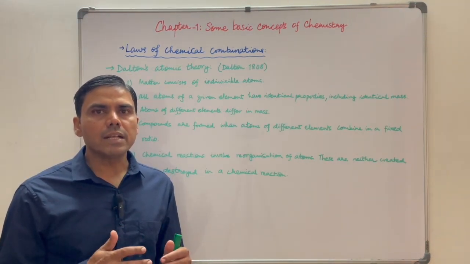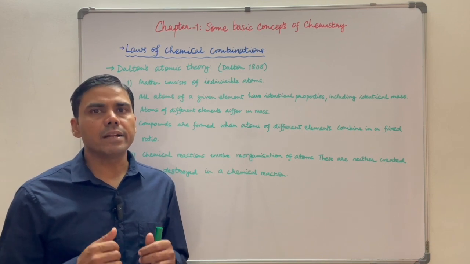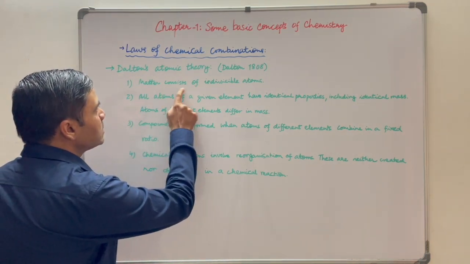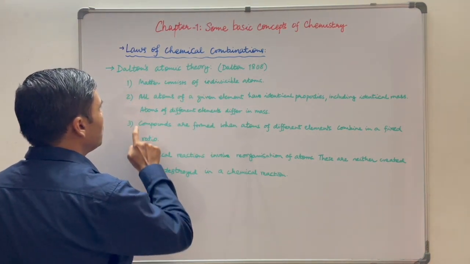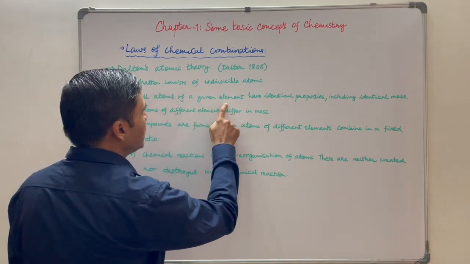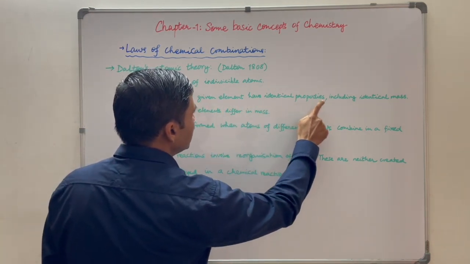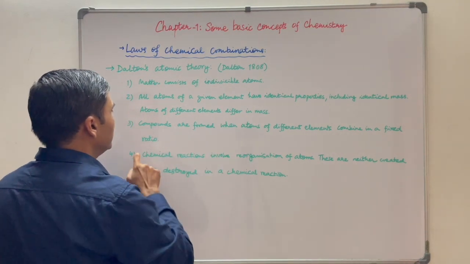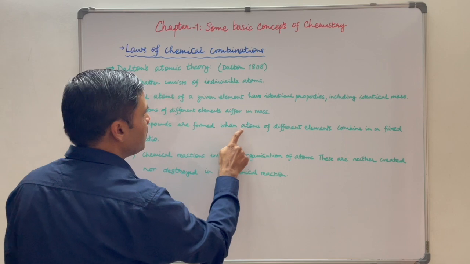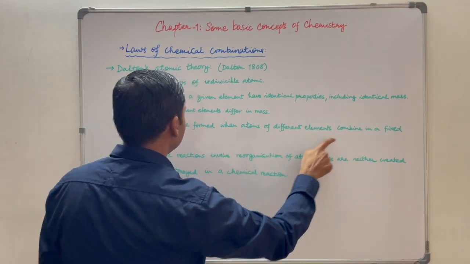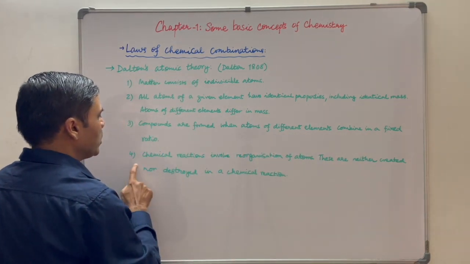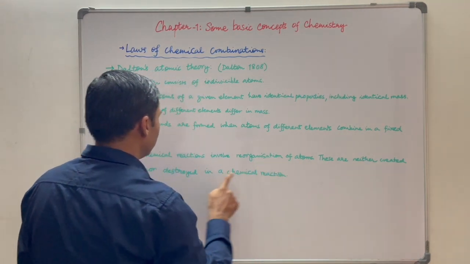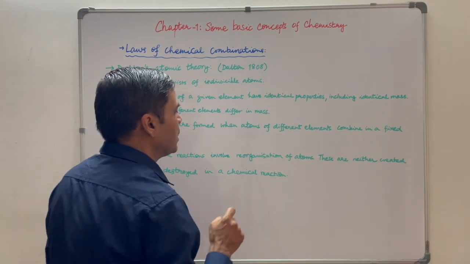Let us see Dalton's atomic theory, which he had given in 1808. It was a 4-pointer theory. Point number 1, matter consists of indivisible atoms. Point number 2, all atoms of a given element have identical properties, including identical mass. Atoms of different elements differ in mass. Third point, compounds are formed when atoms of different elements combine in a fixed ratio. And the fourth point, chemical reactions involve reorganization of atoms. These are neither created nor destroyed in a chemical reaction.